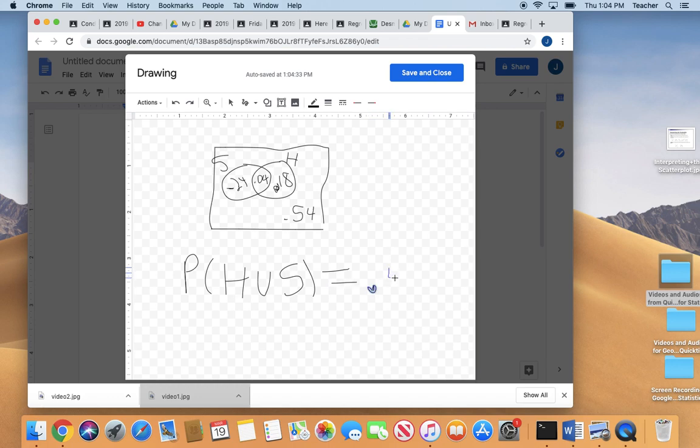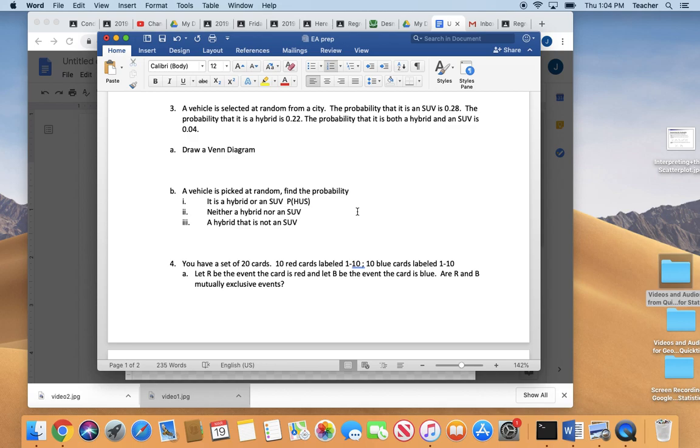Point 4, 6. Or I could use the addition rule.